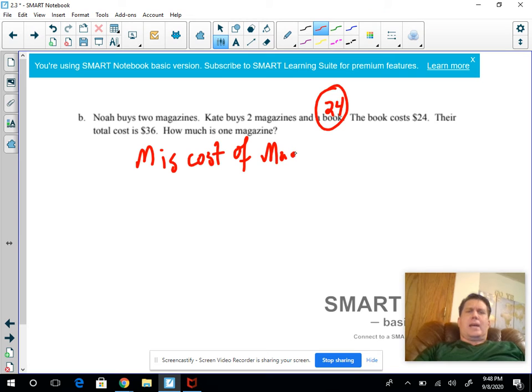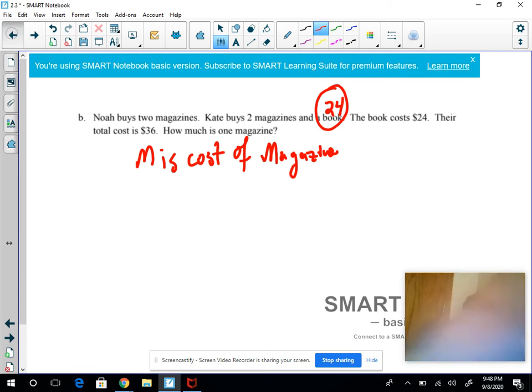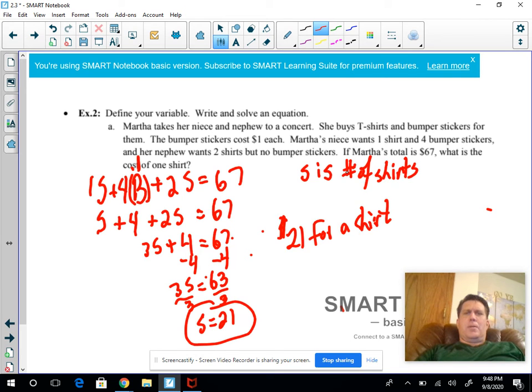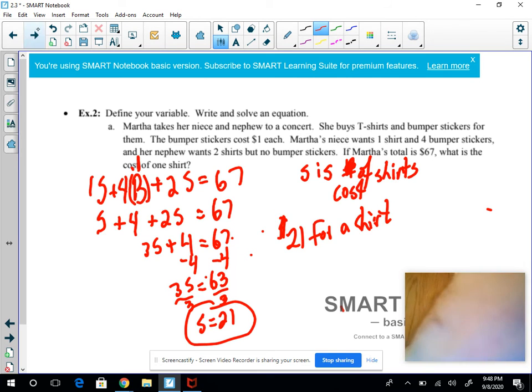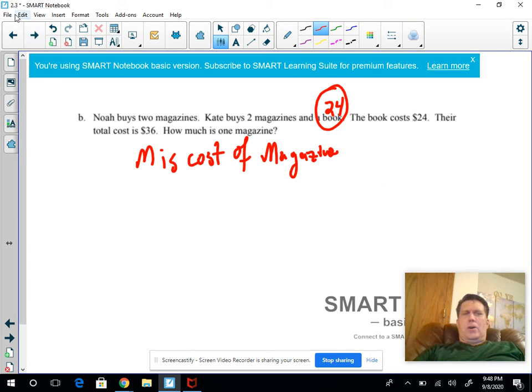I want to look back on that last one. If I defined it right, I said S is the number of shirts. It should have been S is the cost of a shirt. It's the total cost when I defined that. So this one, M is the cost of a magazine.